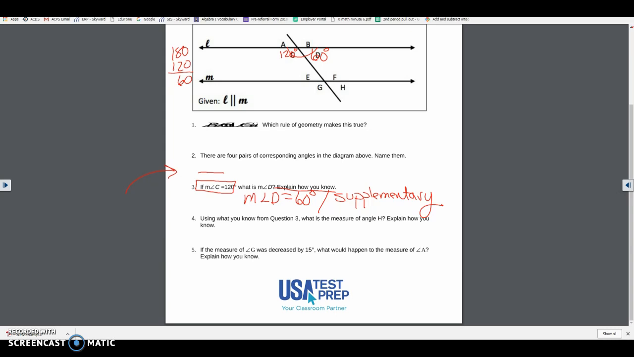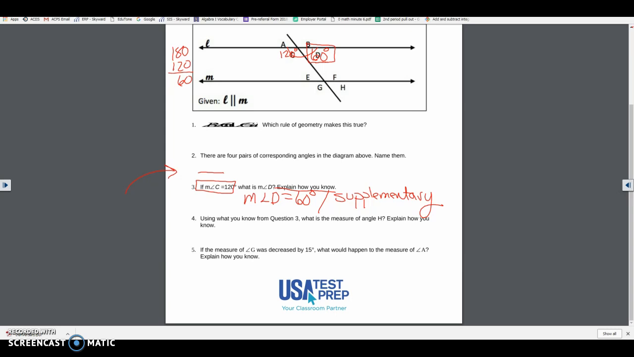So using what you know from question 3, if angle C is 120 degrees, what is the measure of angle H? So that's what we're looking at. If angle C is what we found out was 120, then we found out that angle D was 60 degrees, then what is the measure of angle H?